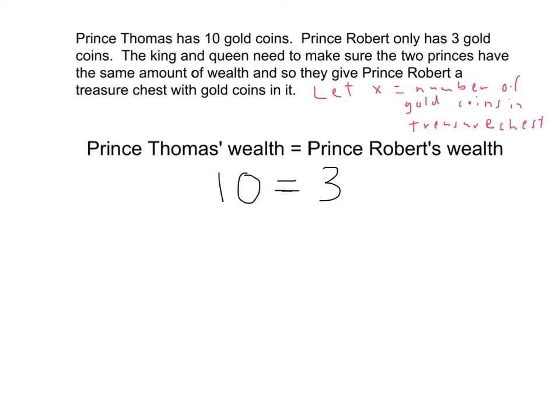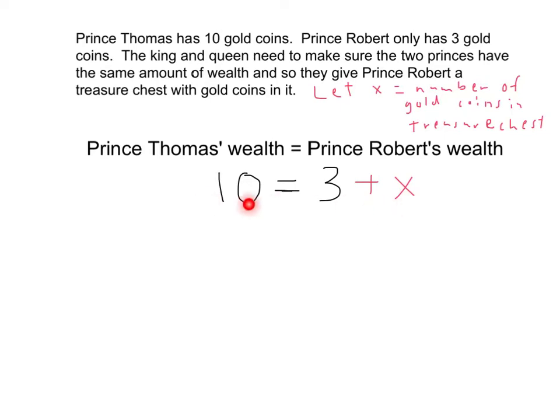Okay, so back to our equation. So Prince Thomas has 10 coins. Prince Robert has 3 coins, but he also has a treasure chest filled with money. And the amount of money in his treasure chest is represented with x. Right? So Prince Thomas has 10 gold coins. Prince Robert has 3 gold coins plus x gold coins inside a treasure chest.